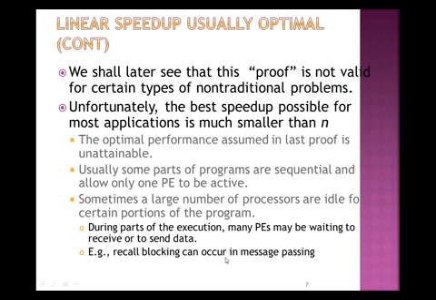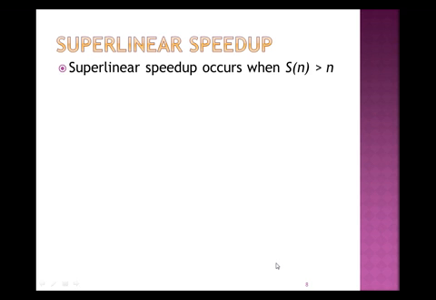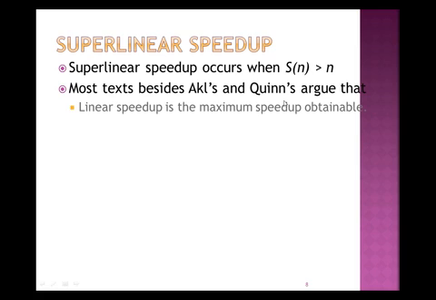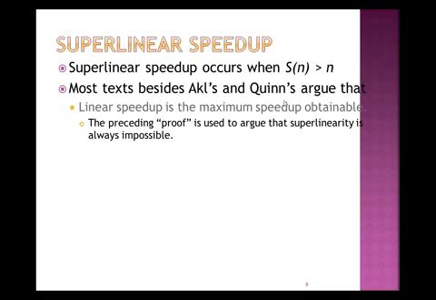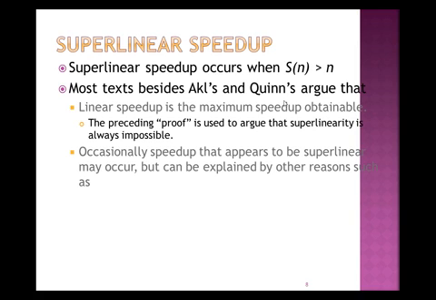For example, recall that blocking can occur in message passing. Next is superlinear speedup, that is, how we can use the superlinear method to increase the performance of the program. That occurs when S(n) is greater than n. Most of the texts besides Akl argue that linear speedup is the maximum speedup obtainable. This is the theory that is used for the superlinear speedup.